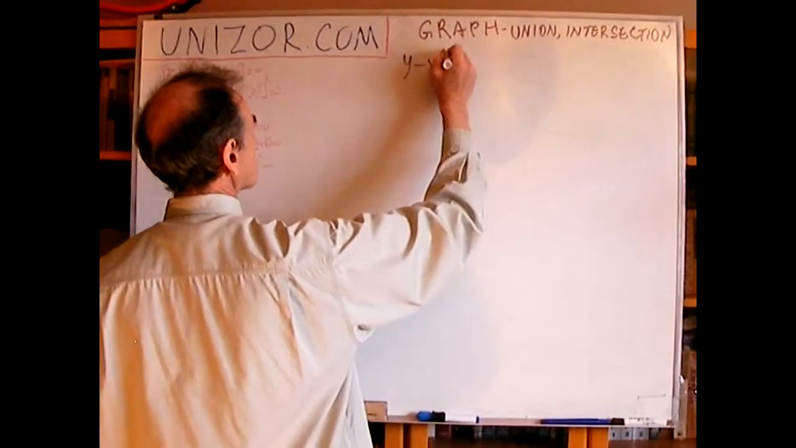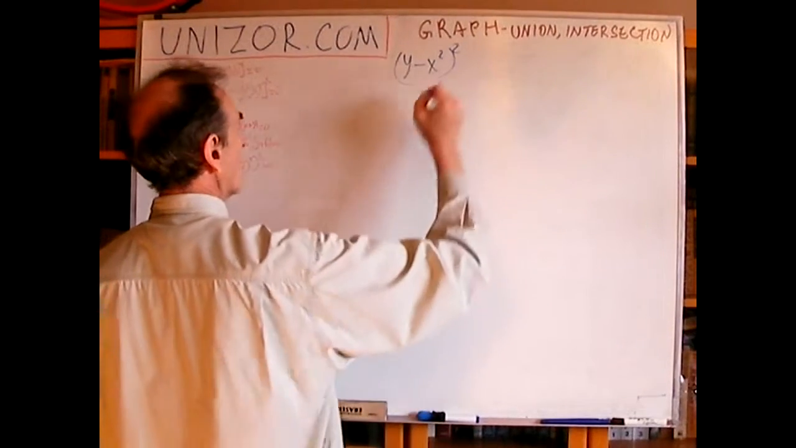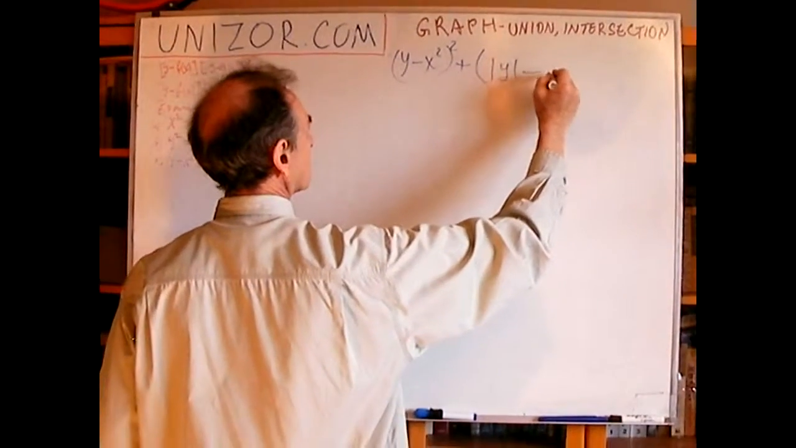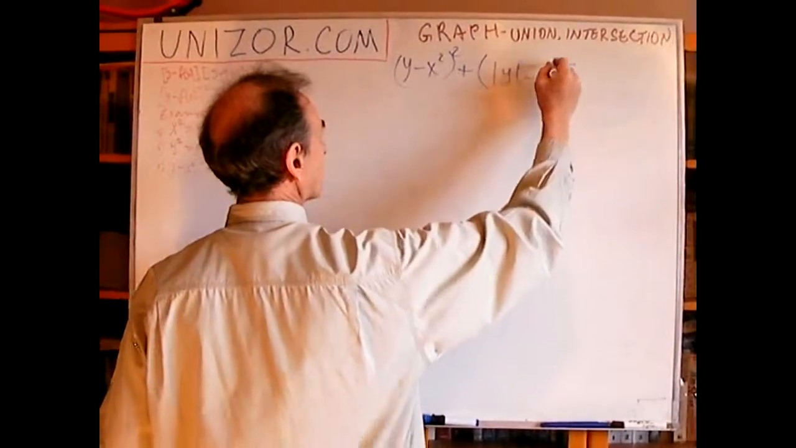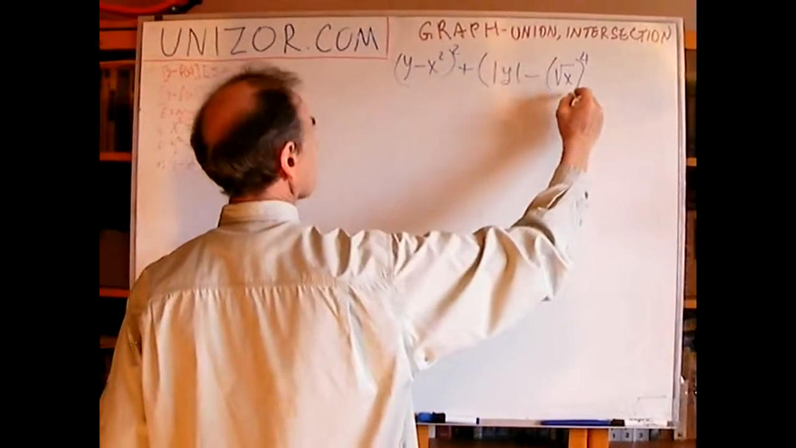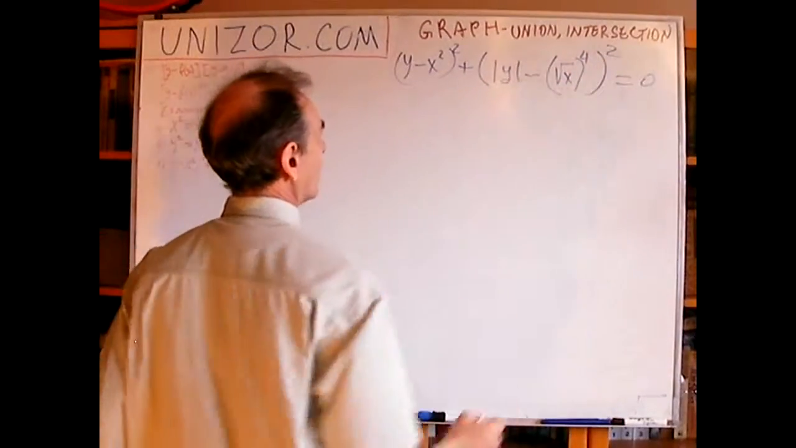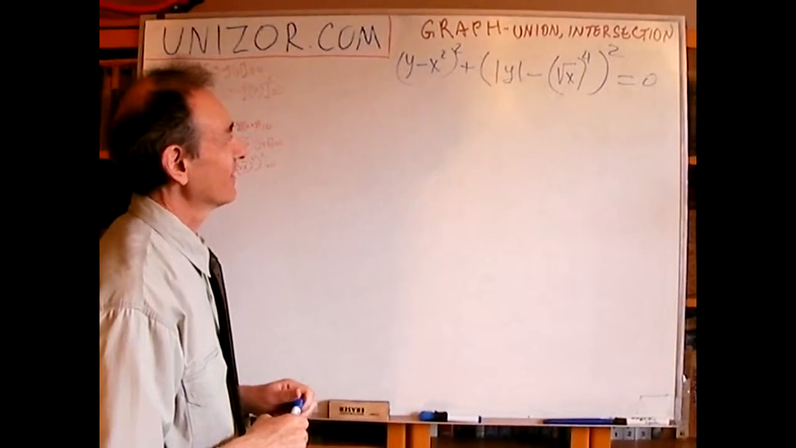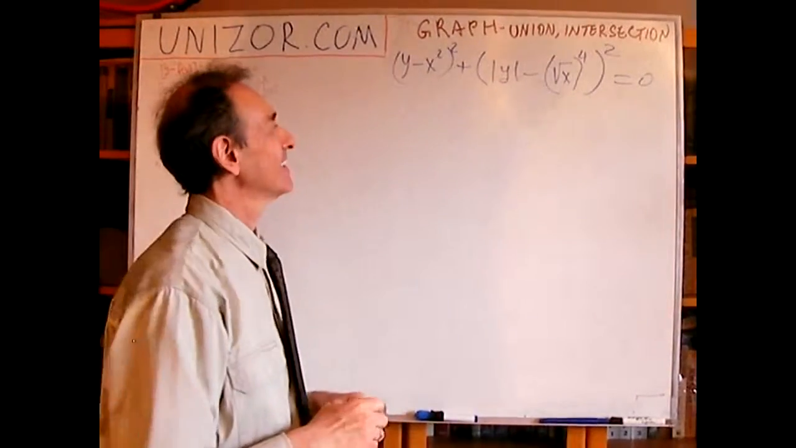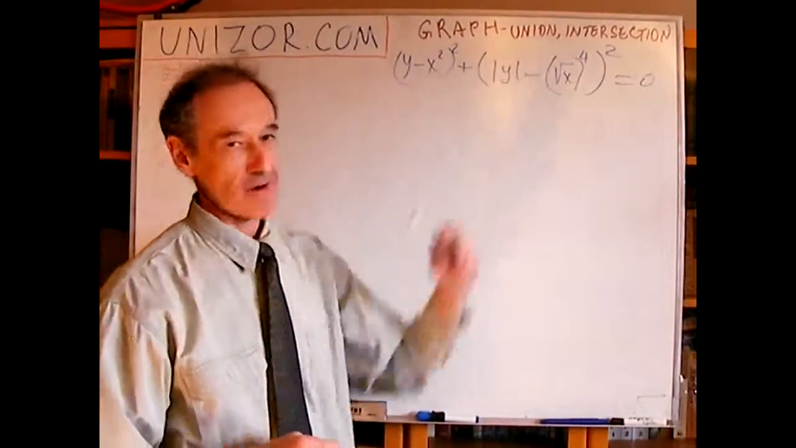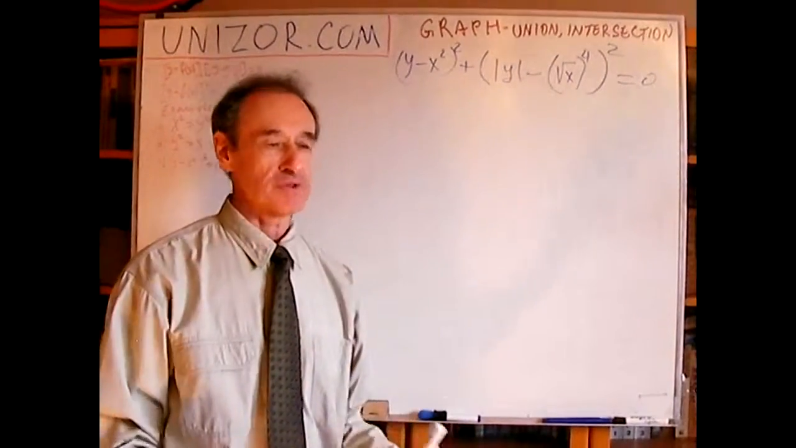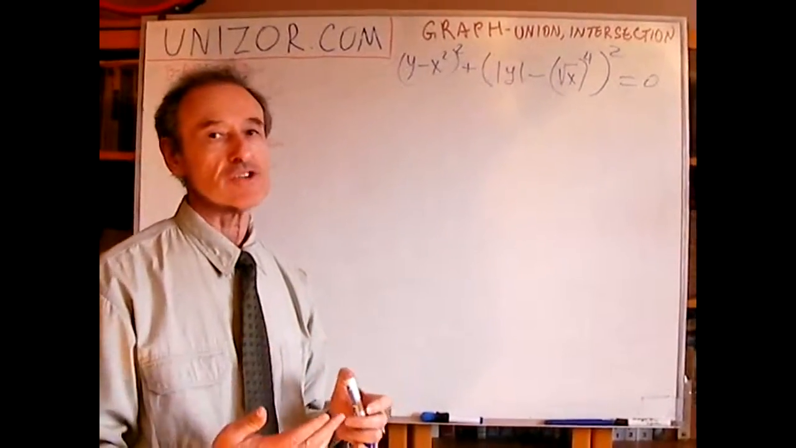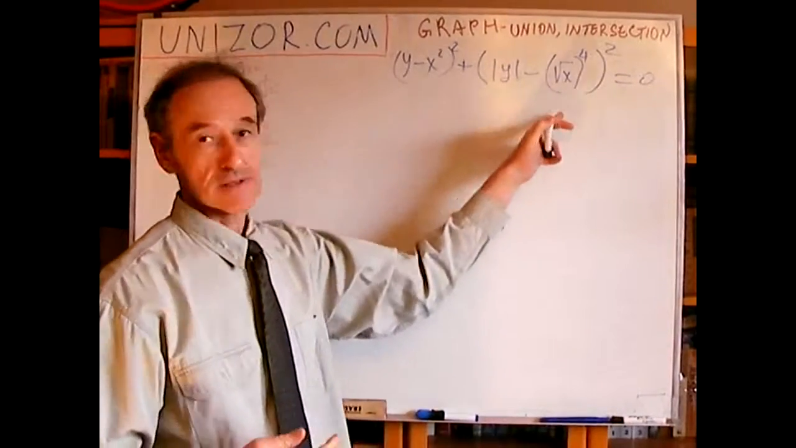All right, and the third one looks complicated, but believe me, it's really not. y minus x squared, plus the absolute value of y minus the square root of x to the 4th, squared, equals 0. Don't get scared; there is a purpose in this. First of all, this is a sum of two squares. Since it's a sum of two squares and it's equal to 0, we are talking about the intersection of two graphs. This graph and this graph.